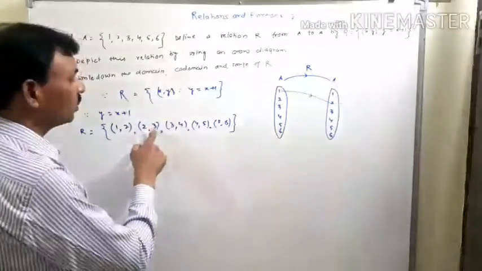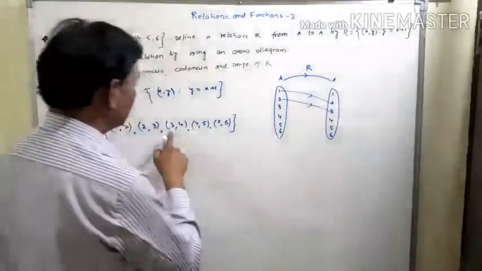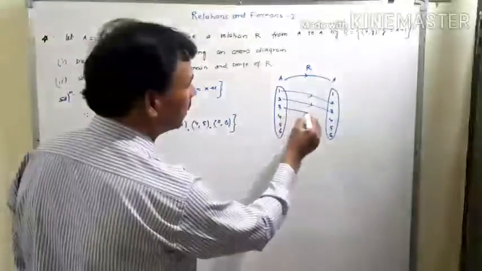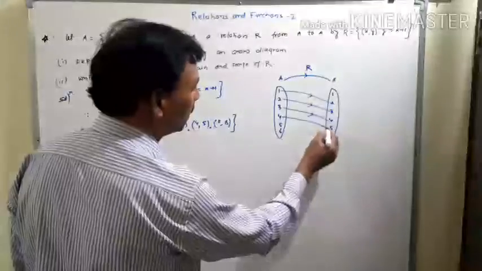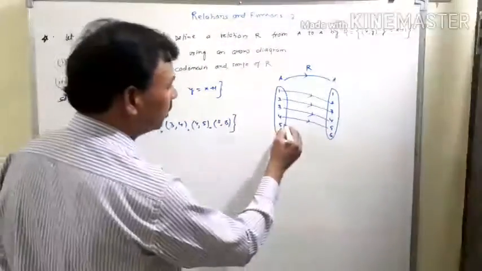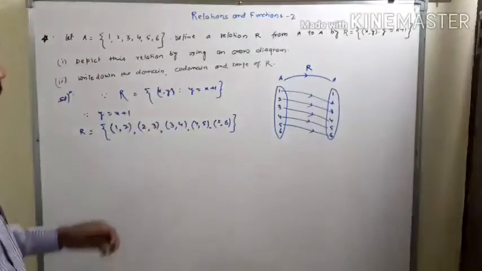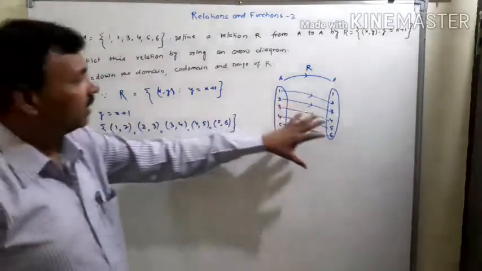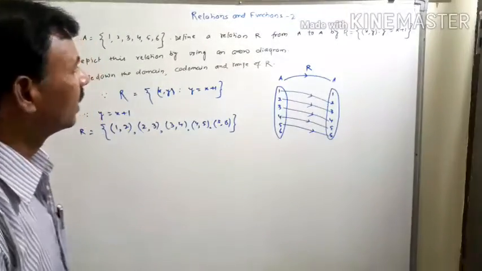Second, 2 is related to 3. 3 is related to 4. 4 is related to 5. And 5 is related to 6. This is the relation using an arrow diagram.